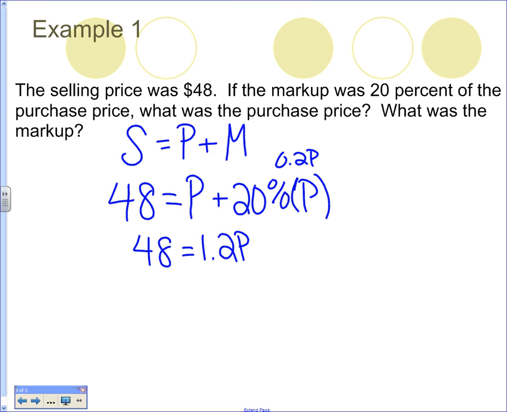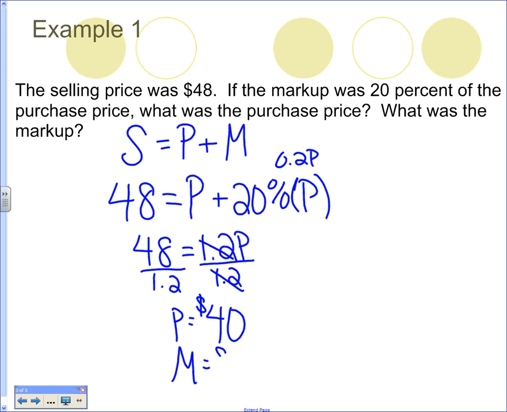Do you see how that works? 1 plus 0.2. So our purchase price is $40. Markup is what? 8. Because we purchased it for 40 and we sold it for what? 48. The difference? $8. Does that make sense?